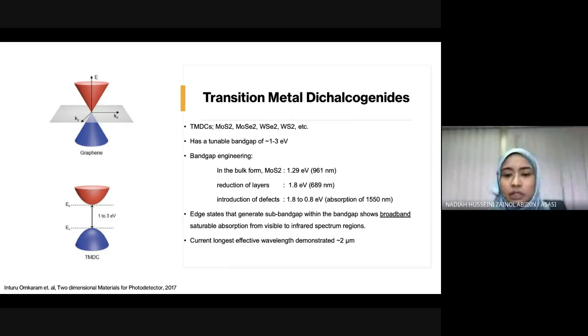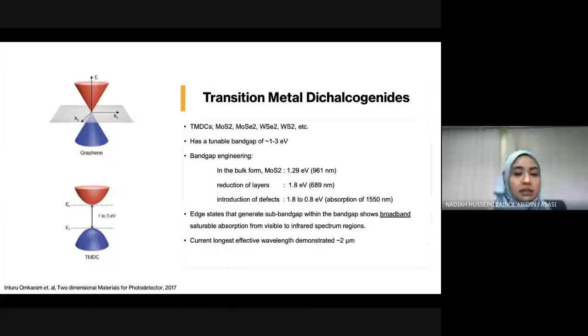Here, molybdenum disulfide, initially in the bulk form, it was 1.29. When they reduced the layers, it became 1.8. And then when they introduced defects, it became 0.8 eV, so even smaller. So one of the defects that is commonly reported for transition metal dichalcogenides, I'm just going to call it TMDC because it's very mouthful, is edge state defect.